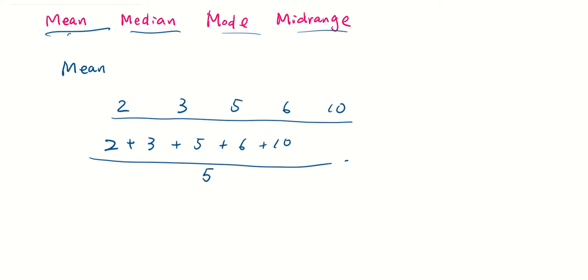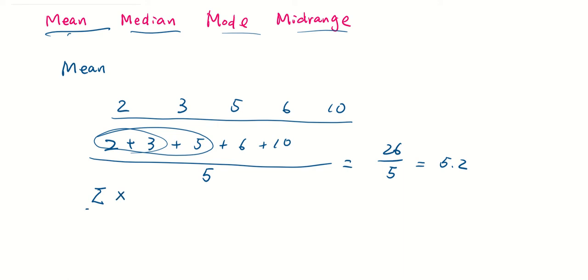5. Do a quick calculation, that will be 10 plus 16, 26, divided by 5, which is 5.2. So 5.2 is the mean of the set of data. In the textbook, it is defined as the sum of all the values in the data set divided by the number of data. And here we have two formulas.